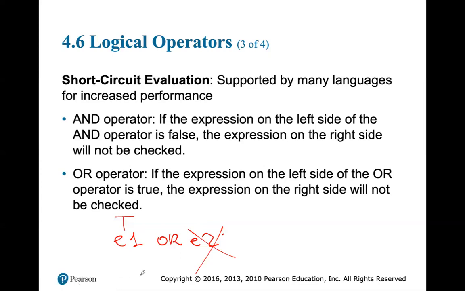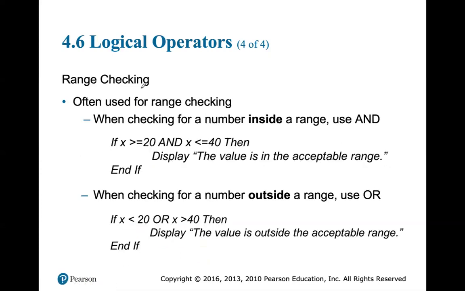So this is what short circuit evaluation is. It's just you checking only one of the expressions based on whatever the result of that expression is. For the AND operator, we're checking if the first one is false, and for the OR operator, we're checking if the first one is true. Range checking, again, is another useful thing to remember. If you want to check if a number is inside of a range, you would use AND. And if you want to check if a number is outside of a range, you would use OR.